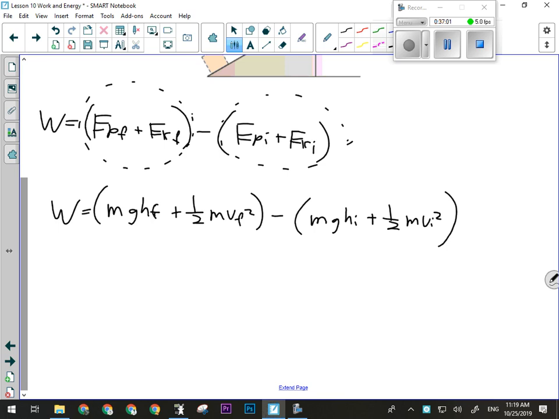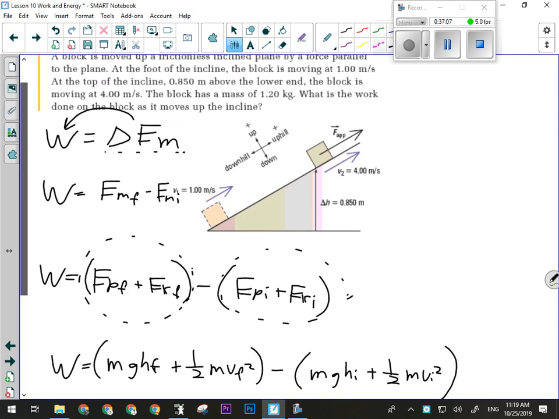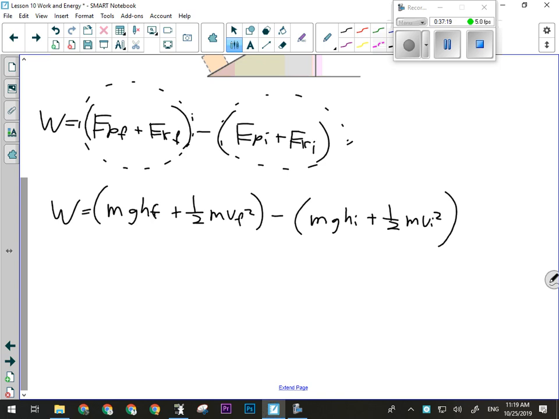Do I know most of these numbers? Yeah. I know the mass. They told me what the mass was in the question, they said it's 1.2 kilograms. They told me the final speed. They told me the final height. We know it's at the bottom initially, so we know the initial height, and we know the initial speed. We know all of these numbers except for work, which is what they want us to find.